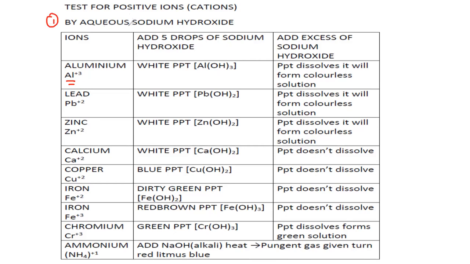If we add sodium hydroxide to a salt containing aluminum ion, what will be the result if you add a few drops, or 5 drops, of sodium hydroxide, a small quantity? You will observe a white PPT, white precipitate. What is the meaning of precipitate? You have a salt solution and you add aqueous sodium hydroxide. When you mix the two solutions, you observe a solid is formed. This solid is known as PPT.